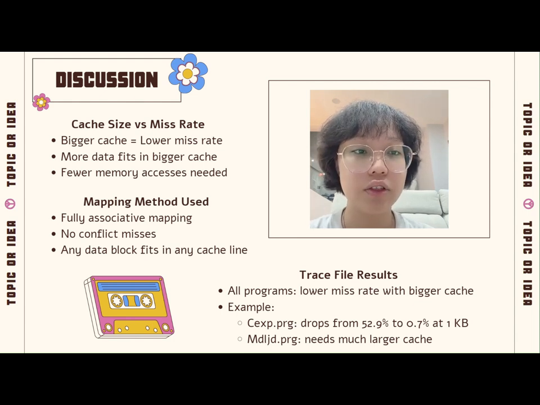All the programs I tested show better performance with a bigger cache, but they behaved differently. For example, CEXP.prg had a big drop in miss rate from 52.9% to 0.7% when the cache size went from 0.03 kilobytes to 1 kilobyte. On the other hand, MDLJD.prg needed a much bigger cache to improve. This shows different programs have different memory needs.